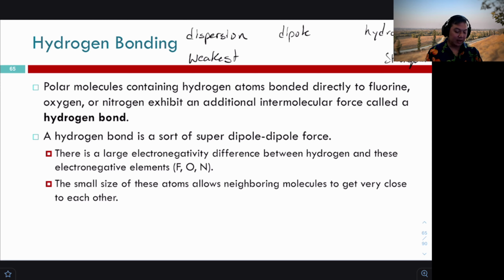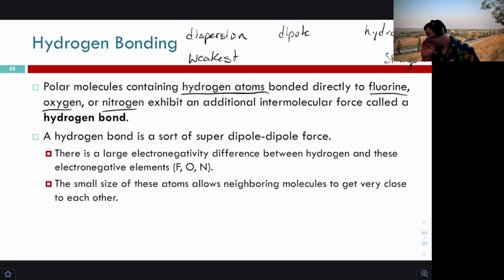So hydrogen bonding occurs in polar molecules that have hydrogen atoms, and this is the key: hydrogen atoms bound directly to fluorine, oxygen, or nitrogen. This is an additional intermolecular force, because remember, these add on top of each other. If something has dipole forces, that doesn't mean it does not have dispersion forces. If something has hydrogen bonding, it also has dipole and dispersion forces.